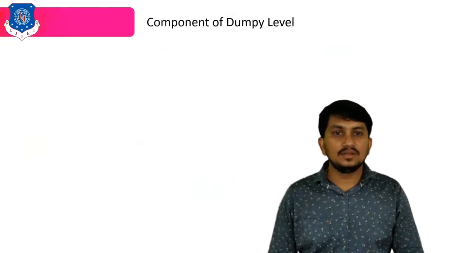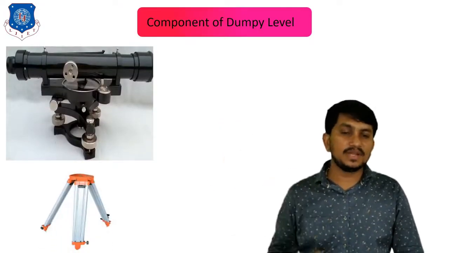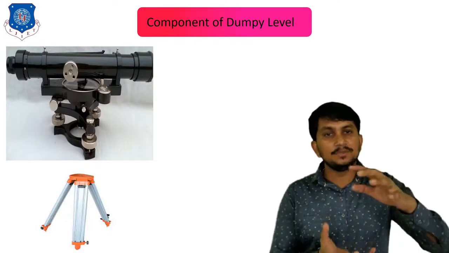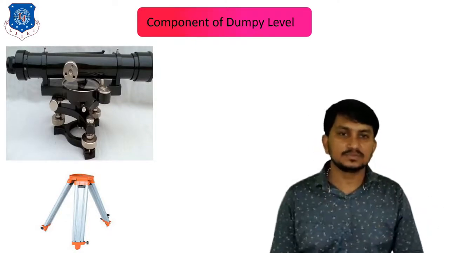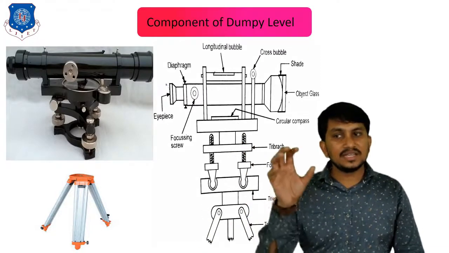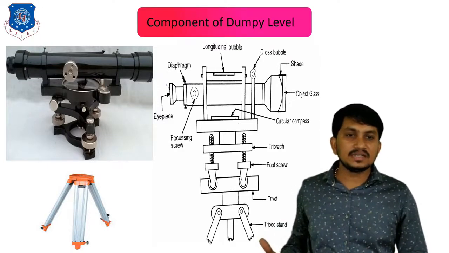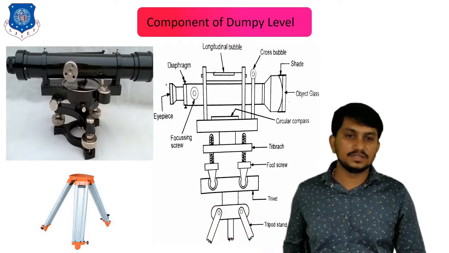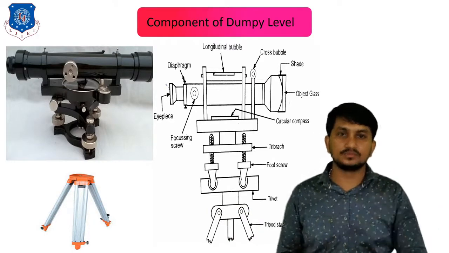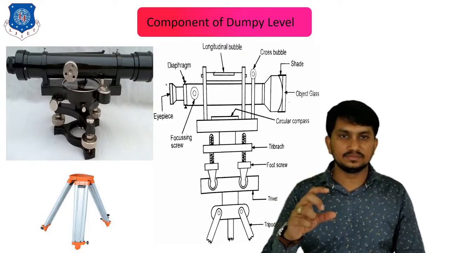Now let's move to the components of the Dumpy level. Okay, this is the image of the Dumpy level, and below is the tripod on which this Dumpy level is attached by a screw. This is the structure of the Dumpy level. We will understand each component one by one, starting from the base. Here is the tripod stand, as you can see in this figure. On the tripod stand, we have to attach the Dumpy level by a screw. Okay. The bottom part of the Dumpy level is called the leveling head.